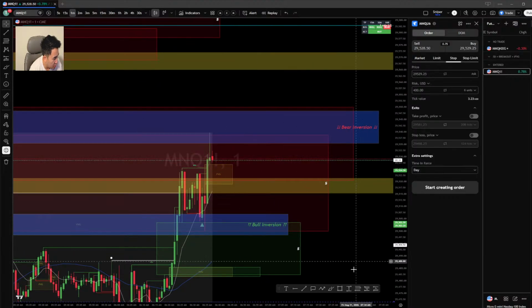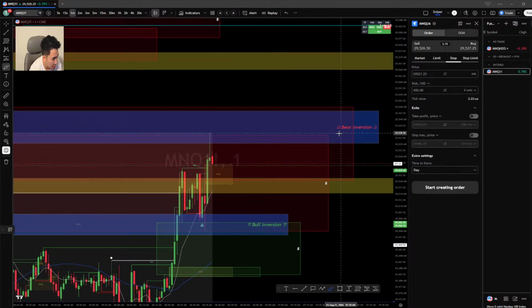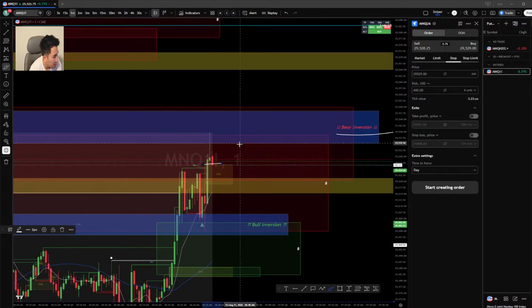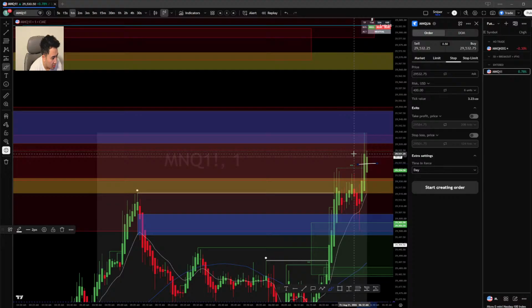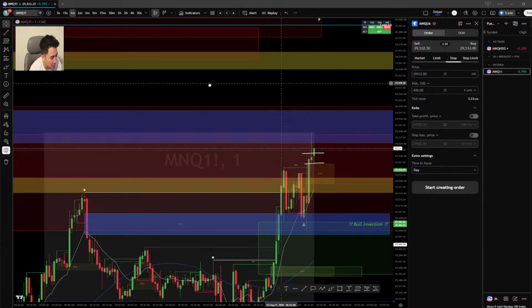All right, now if you were in the trade still and you were trailing, once price hit that bearish inversion, stop would be right here. Entry would have been up here. So you would be a little bit in drawdown.